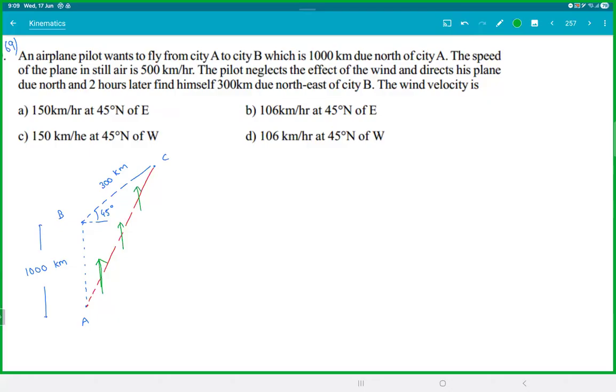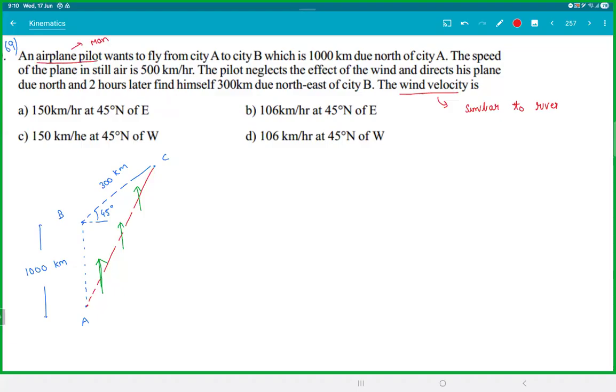You're getting what is happening? You're trying to go straight, but your plane is drifting towards C. This is what happened. So when you see these kinds of questions, the wind velocity is similar to the river. Just don't see the words and get scared. It is the same thing. The aeroplane is the man swimming.